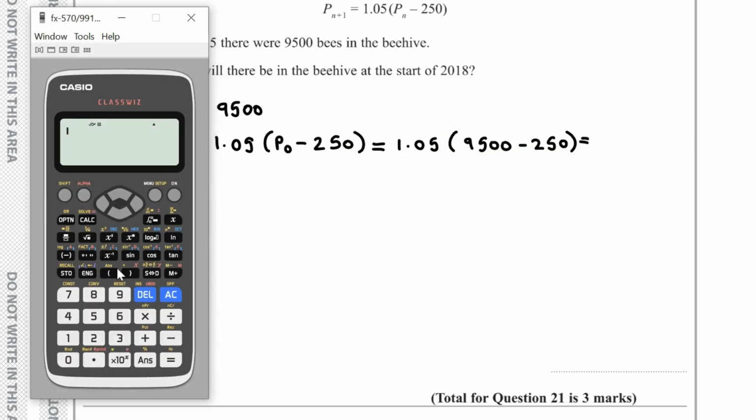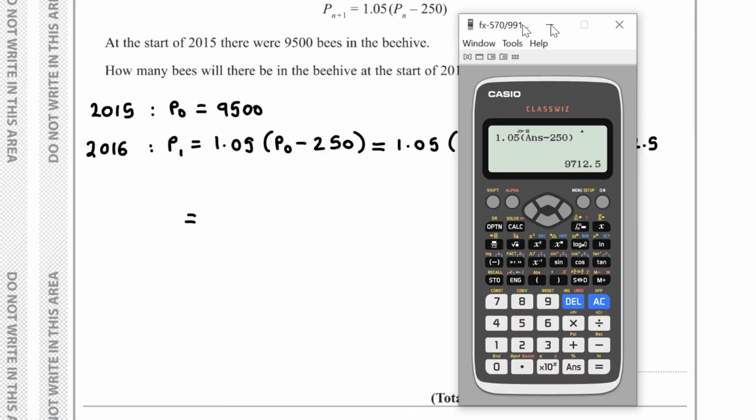If I type 9500 into my calculator, currently this value is stored in the answer key. So if I press 1.05 and then answer minus 250, this means that it takes the previous answer, subtracts 250, and then multiplies by 1.05. So here we get 9712.5.